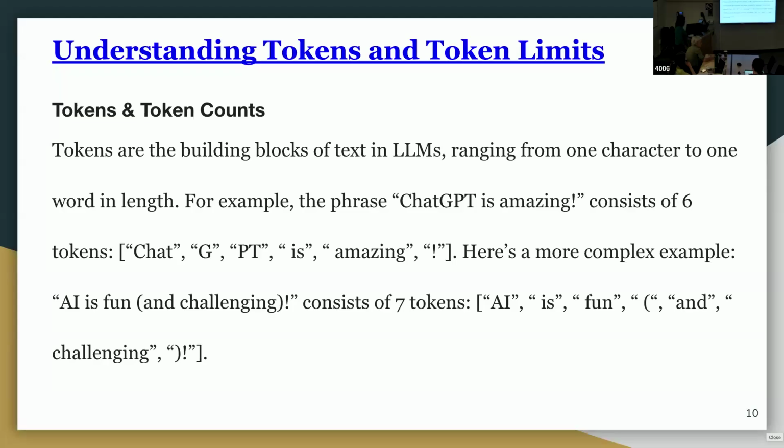Here's a more complex example. "AI is fun and challenging." Can anybody explain why it is 7? Why do we count it as 7 tokens? There's punctuation. Yes, all the words that are in quotes, each one of them is counted as one single token. Even the opening brace, the closing brace, because they are individual characters, special characters, even that is counted as one token. So on the earlier one, why is it not either G and PT as 2 separate tokens or GPT as 1?